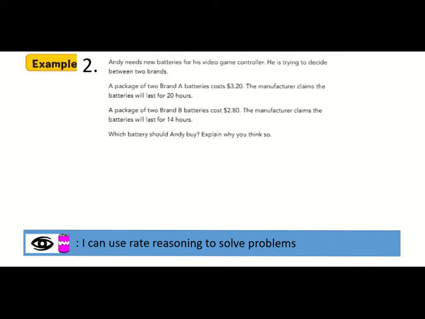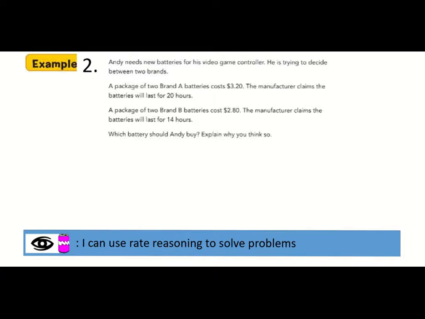So for example 2, it says Andy needs new batteries for his new video game controller. He is trying to decide between 2 brands. A package of 2 brand A batteries costs $3.20. The manufacturer claims that the batteries will last for 20 hours. A package of brand B batteries costs $2.80. The manufacturer claims that the batteries will last for 14 hours. Which battery should Andy buy? And explain why you think so.